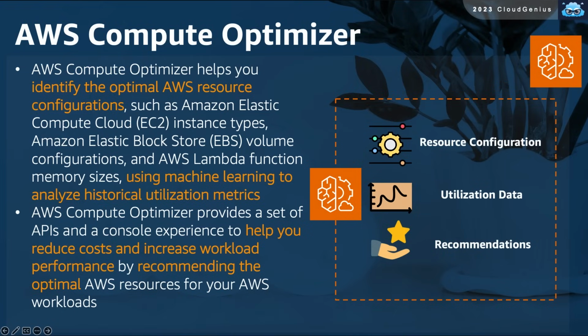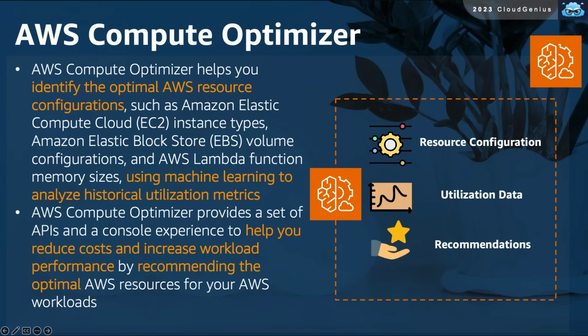AWS Compute Optimizer is a service that helps you optimize the cost and performance of your AWS resources. With AWS Compute Optimizer, you can analyze the utilization patterns of your EC2 instances and other resources, and receive recommendations on how to right-size or modify your instances for better cost efficiency and performance. For example, Compute Optimizer can identify instances that are over-provisioned, meaning they have more resources than they need. It can recommend downsizing these instances to save costs without sacrificing performance.